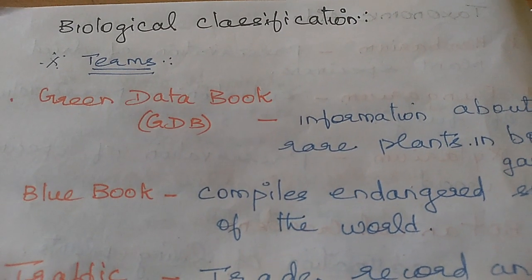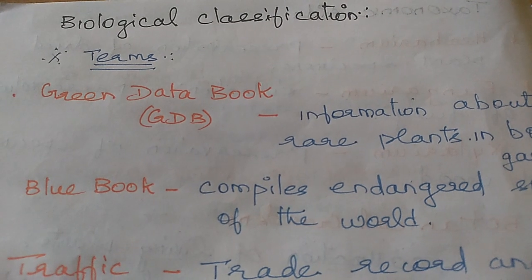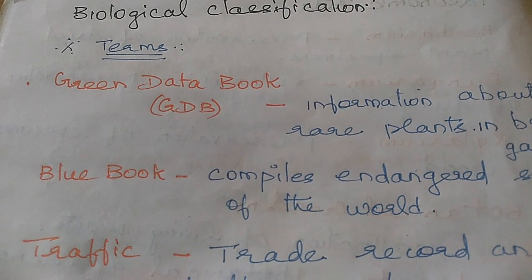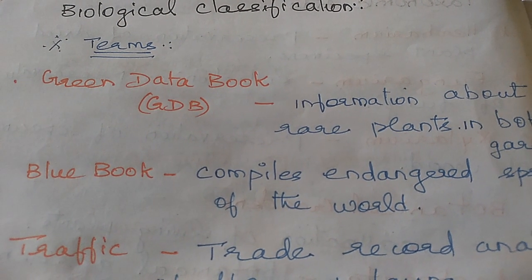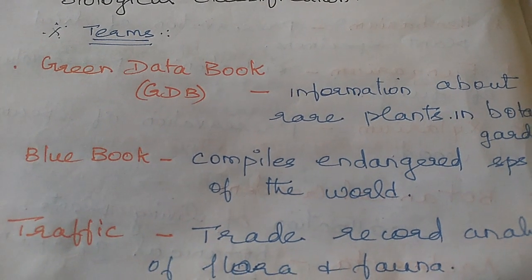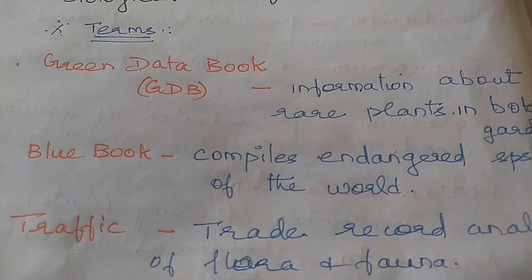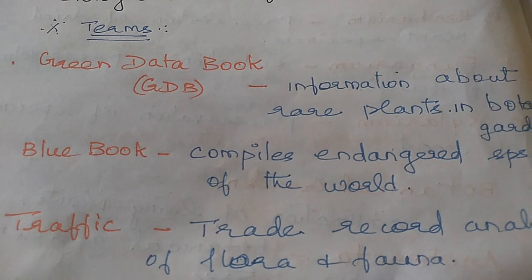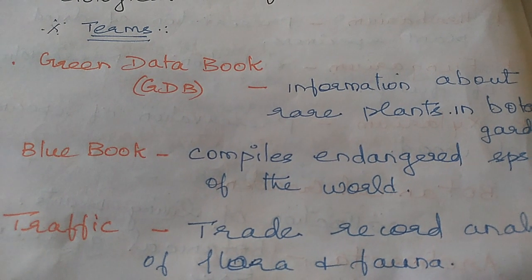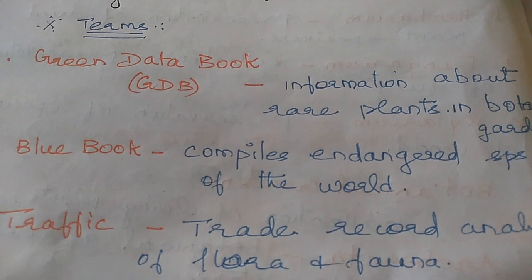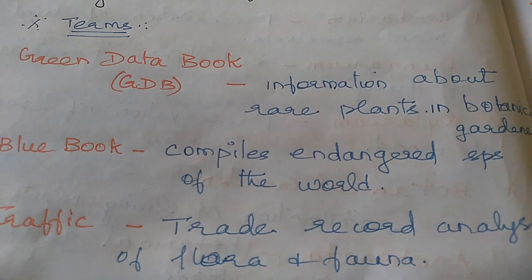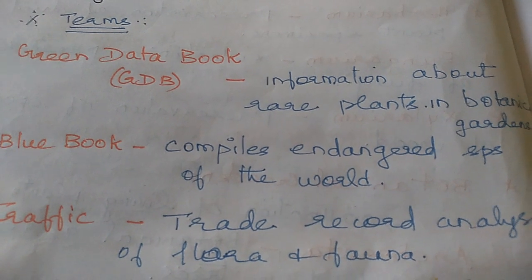Today we will deal with the lesson Biological Classification. So it is part 2 of the living world, and here some of the important terms are given. So the first term is Green Data Book. It is abbreviated as GDB. So it contains all the information about rare plants in botanical garden.